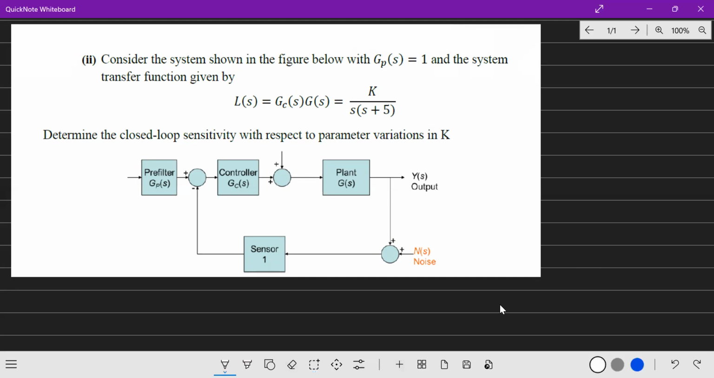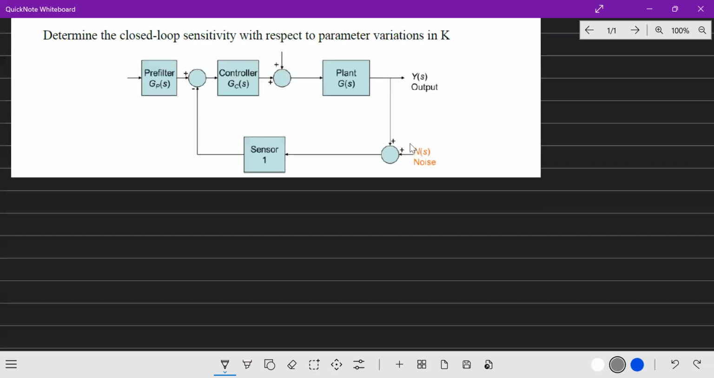As you can see, this is the forward path, the open loop transfer function, which is the product of Gc and G of S. So we're given that already, and what we need to do is find the closed loop transfer function. The question says determine the closed loop sensitivity with respect to parameter variations in K. So let us go ahead and do that.